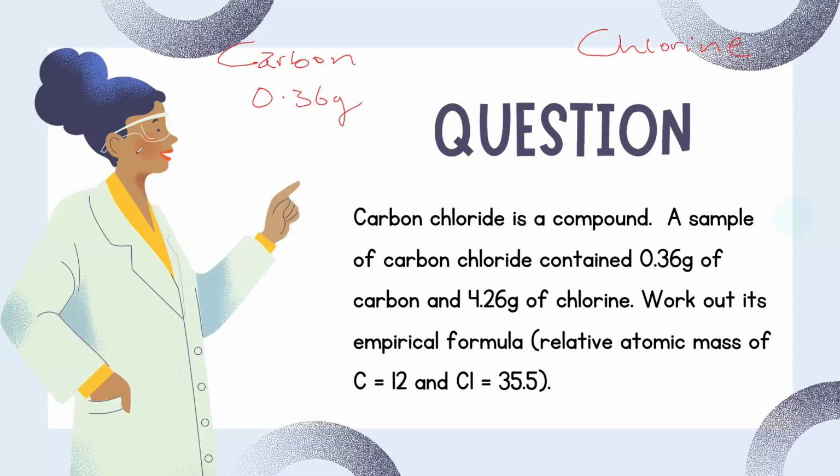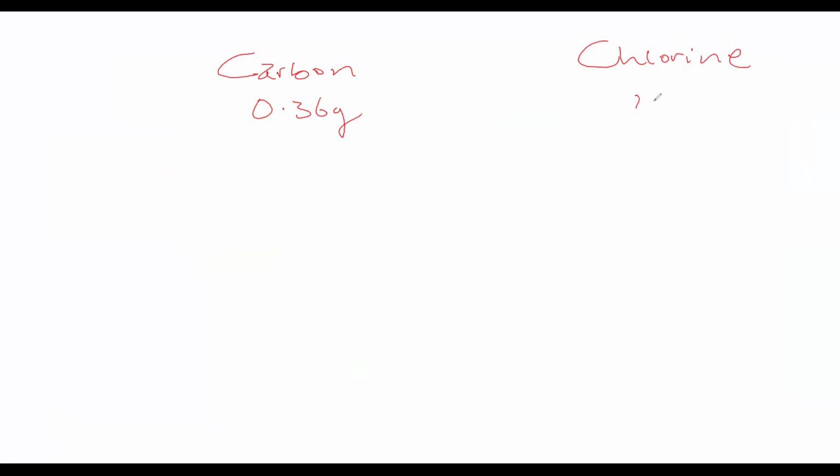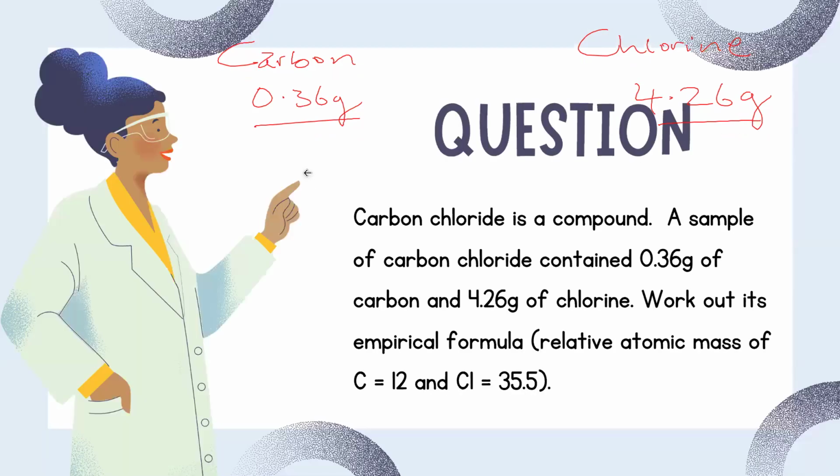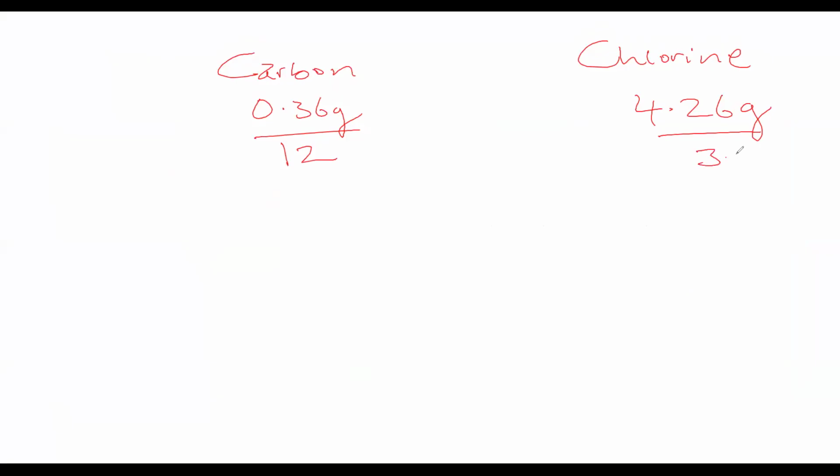And then the second one, which is chlorine, 4.26 grams. Let's write that out as well. So the next thing to do is to convert it into number of moles by dividing with the atomic mass. The atomic mass of carbon is 12 and chlorine is 35.5. So we have over here divided by 12 and over here divided by 35.5. Are you all following?